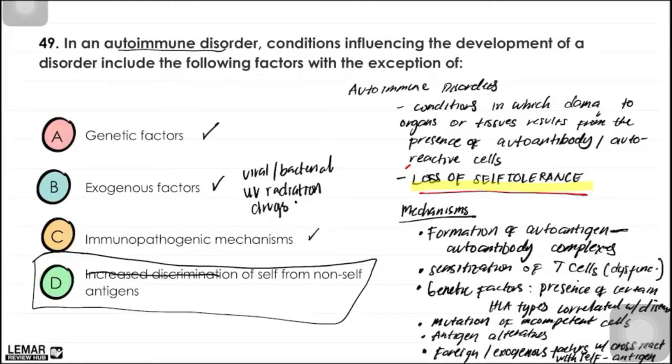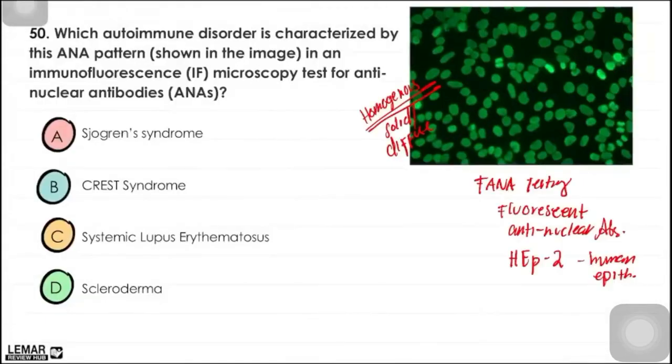So for number 49, again, the answer is letter D. Increased discrimination of self from non-self antigen is not a description of autoimmune disorder. It should be decreased. Number 50: which autoimmune disorder is characterized by this ANA pattern shown in this image in an immunofluorescence microscopy test for anti-nuclear antibodies?